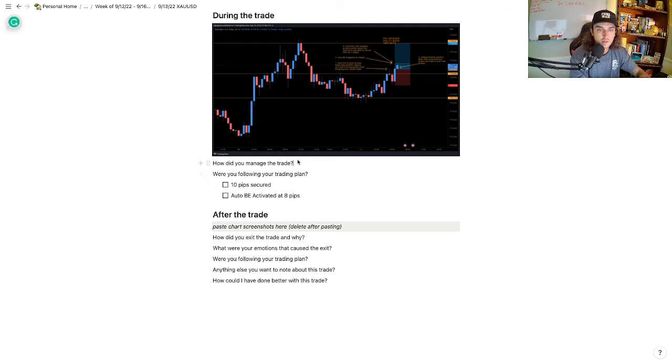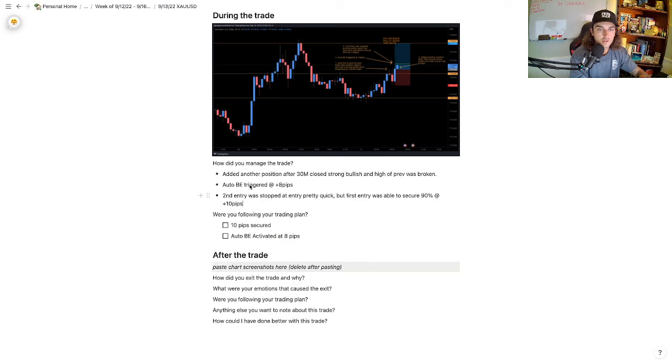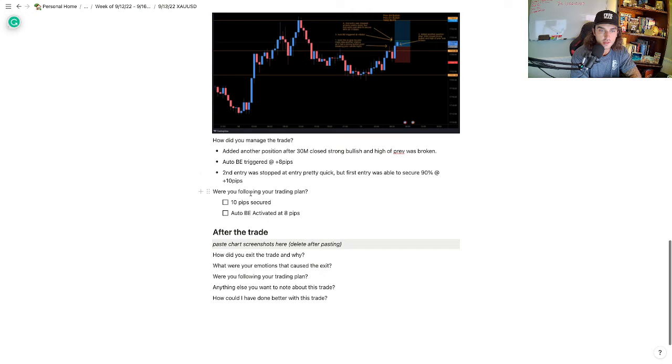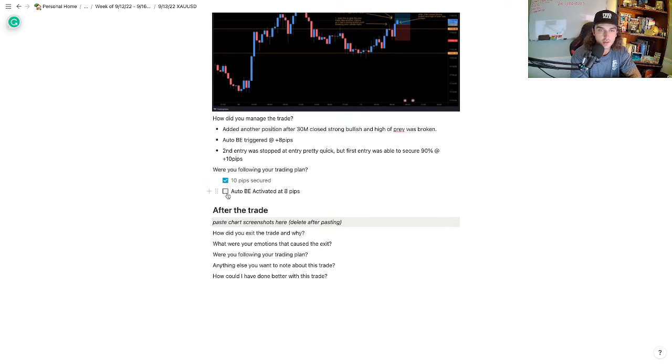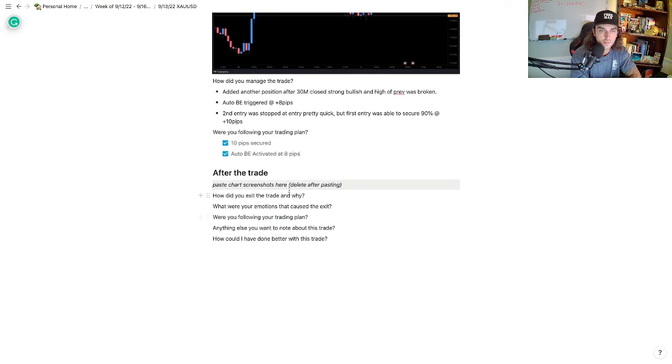So how did I manage this trade? Boom, that's how I managed the trade. Added another position after 30-minute close, strong bullish, and high previous was broken. Auto break even triggered at plus 8 pips. Second entry was stopped out pretty quick, just because, as mentioned here, added another position, was a little bit higher. But first entry was able to secure 90% at plus 10 pips. Yes, I was following the trading plan because I secured 10 pips, and then auto break even was activated at plus 8 pips.